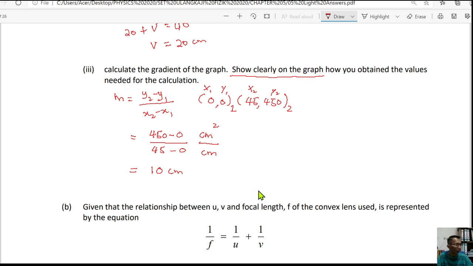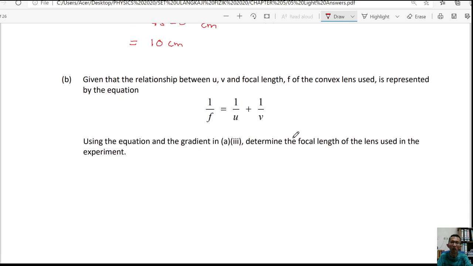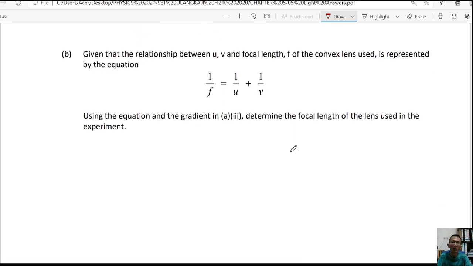Okay, so we go to the next one. Given the relationship between u and v and focal length by these equations, the next question says: using the equations and the gradient. All right, very important statement. You must use this equation and you must use the gradient that you have found previously to determine the focal length. Find the value of f.